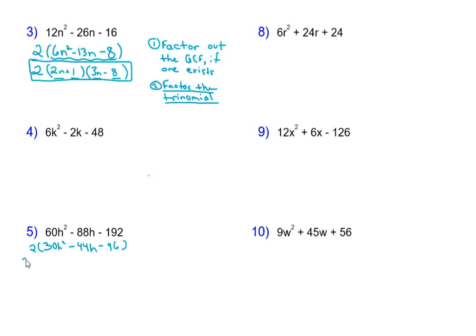So I've got my original 2 here. I'm going to factor out another 2, so it's going to turn into 2 times 2. And then what would have to remain here to get that original trinomial if I distribute that 2 back in? So 2 times what gives me this one? Well, 2 times 15h squared. 2 times what gives me the middle term? That's a negative 22h. And 2 times what gives me a negative 96? That is a negative 48.